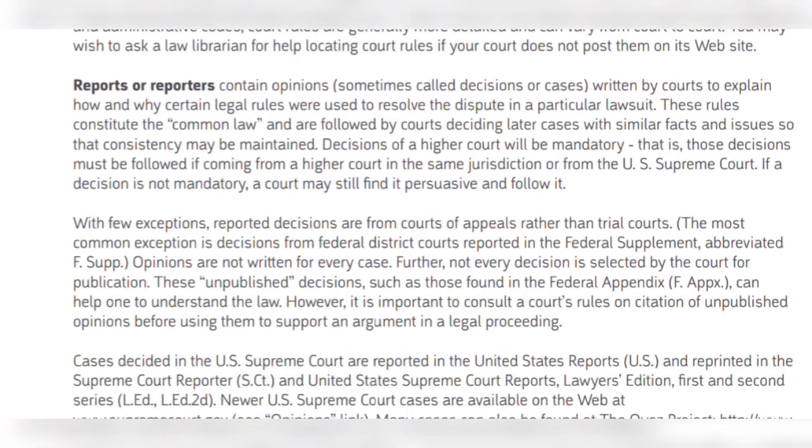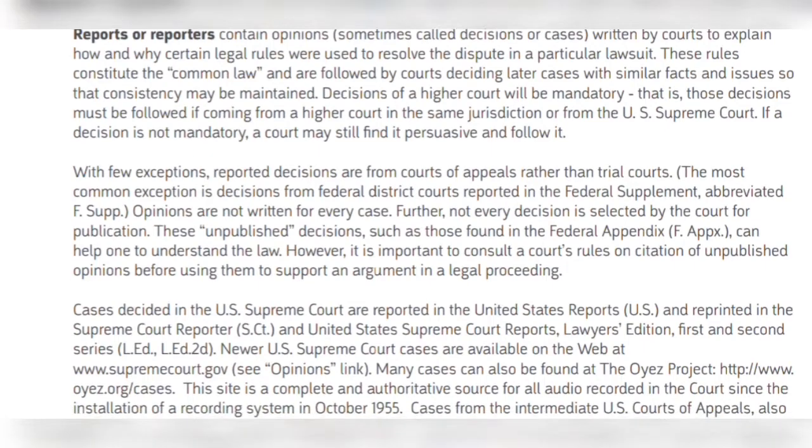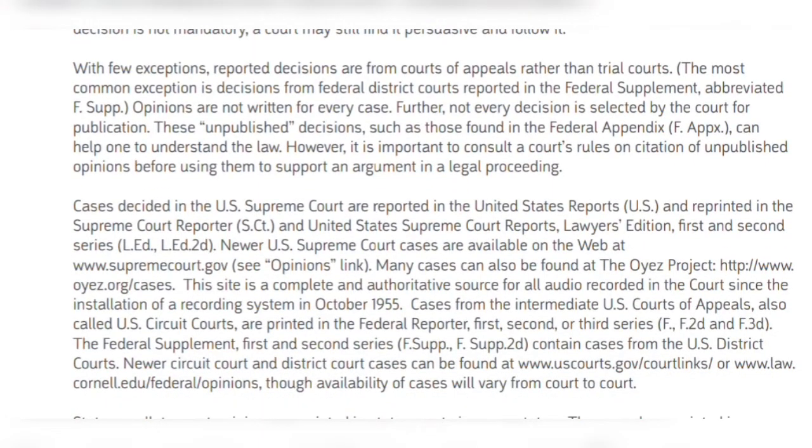Reports or reporters contain opinions, sometimes called decisions or cases, written by courts to explain how and why certain legal rules were used to resolve the dispute in a particular lawsuit. Decisions of a higher court will be mandatory, that is, those decisions must be followed if coming from a higher court in the same jurisdiction or from the U.S. Supreme Court. With few exceptions, reported decisions are from courts of appeals rather than trial courts.